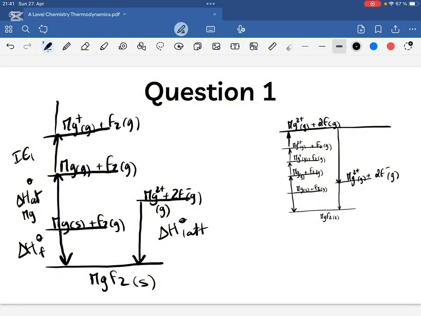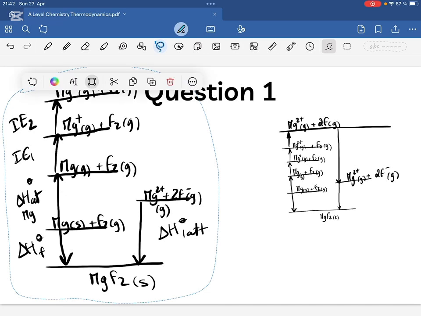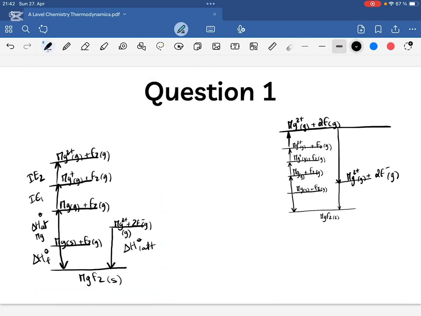Then I have to remove another electron, and this stands for ionization energy 2. We're going to have Mg2+ gas plus F2 gas. Now this is taking a lot of space on this page, so let me just make it smaller, and then I'm going to continue. Next, we're going to atomize fluorine, so we're going to form atoms of fluorine.